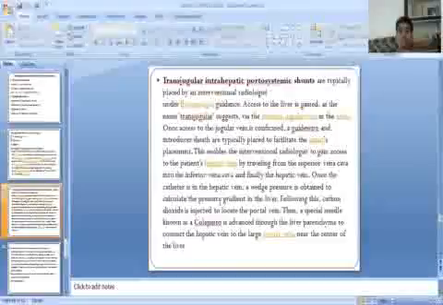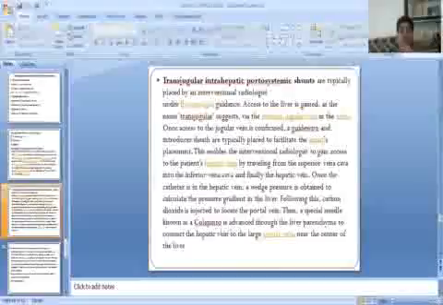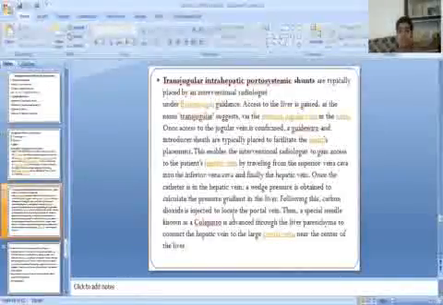Once the catheter is in the hepatic vein, a gauge pressure is obtained to calculate the pressure gradient in the liver. Following this, carbon dioxide is injected to locate the portal vein. Then a special needle is advanced through the liver parenchyma to connect the hepatic vein to the large portal vein near the center of the liver.